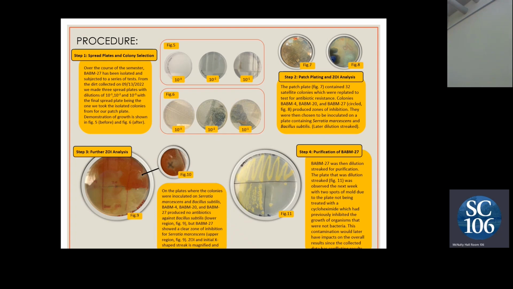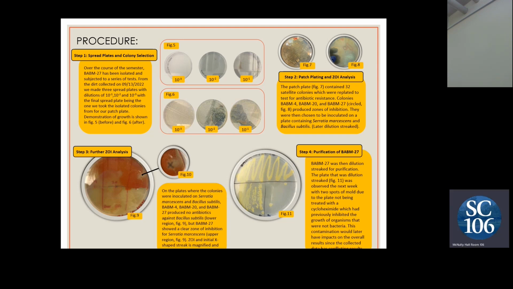So in order to obtain BABM27, we went through a large course of purifying and isolating various colonies. We did this by the spread plate technique, as shown in Figure 5 and Figure 6, where we diluted our soil within water, and we proceeded to spread them on these spread plates as shown here. We selected 32 satellite colonies from a dilution plate labeled as 10 to the minus 3, and we spread plated them in order to analyze them later for zones of inhibition.